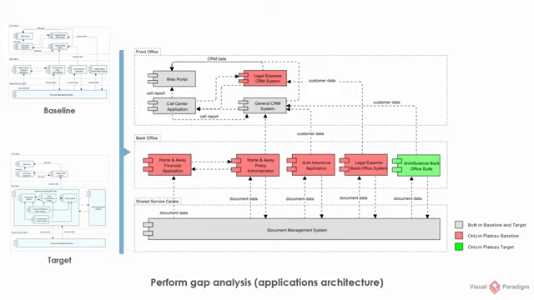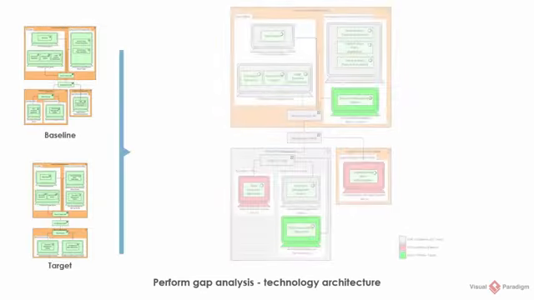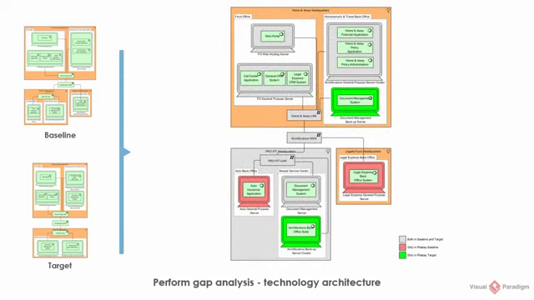In this case, the components in red exist only in the baseline, but not in the target, which means that they won't exist anymore under the target architecture. The green component, which is the back office suite, is a new application component that exists only in the target architecture. This is another Archimedes diagram that shows the gap analysis of the technology architecture.